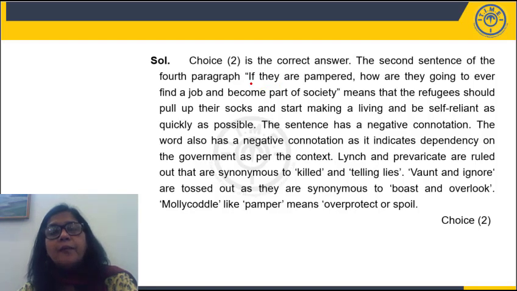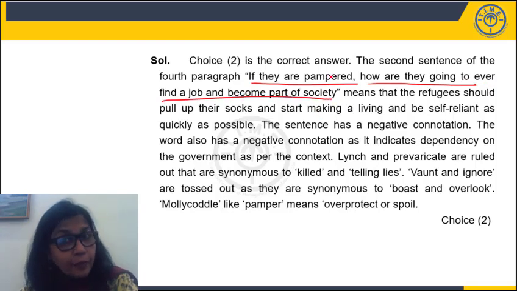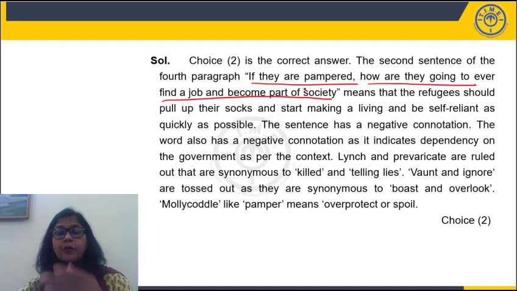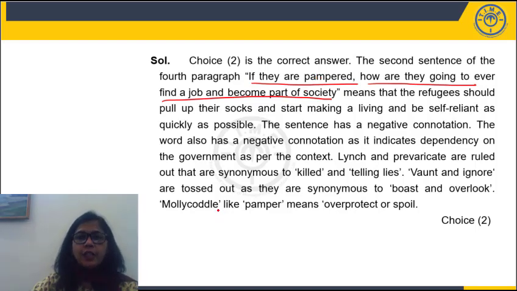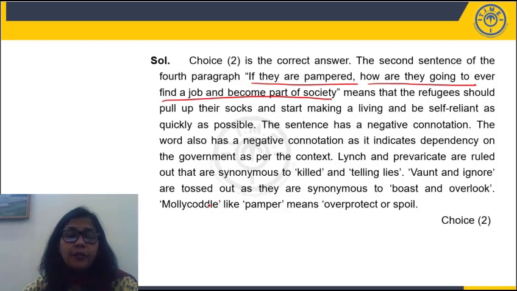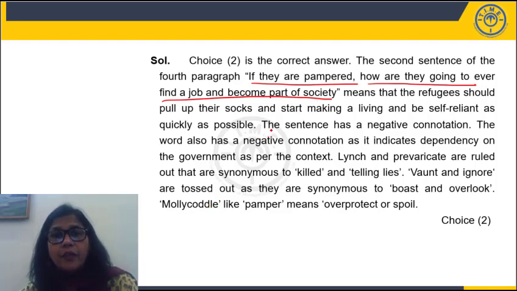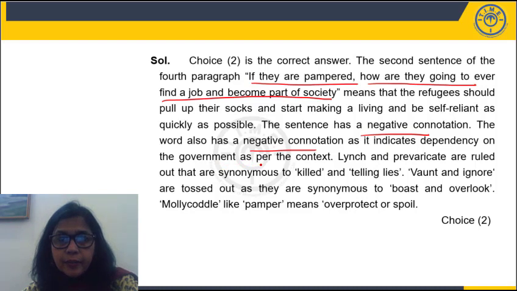Look at the sentence here. If they are pampered, how are they going to ever find a job and become part of society? So who is pampering them? We discussed this earlier. According to this particular official, the Greek government was pampering the Syrian refugees, or the refugees in general, right? The sentence has a negative connotation. The word also has a negative connotation as it indicates dependency on the government as per the context.